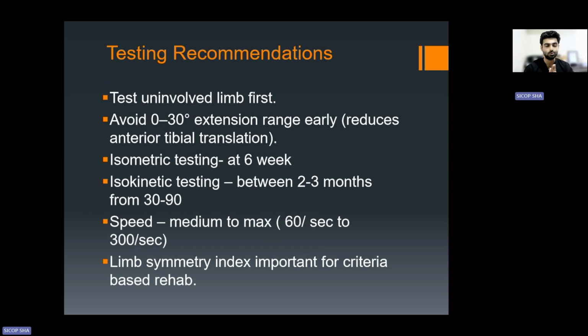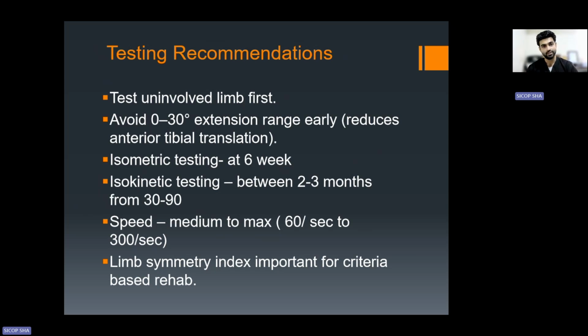Now the first and foremost, very important: we should test the uninvolved limb first. To familiarize the athlete or the patient with this testing, we should first test the uninvolved limb, as the uninvolved limb is the strongest compared to the operated leg. So we test the uninvolved limb first.